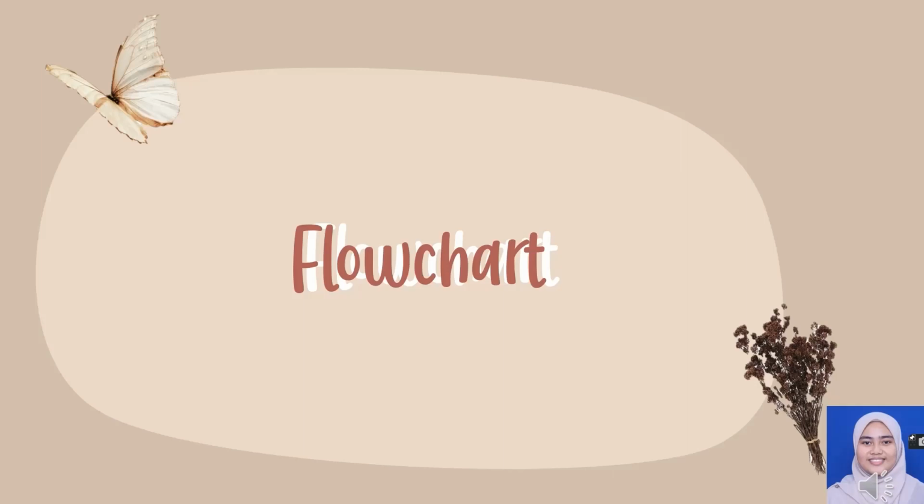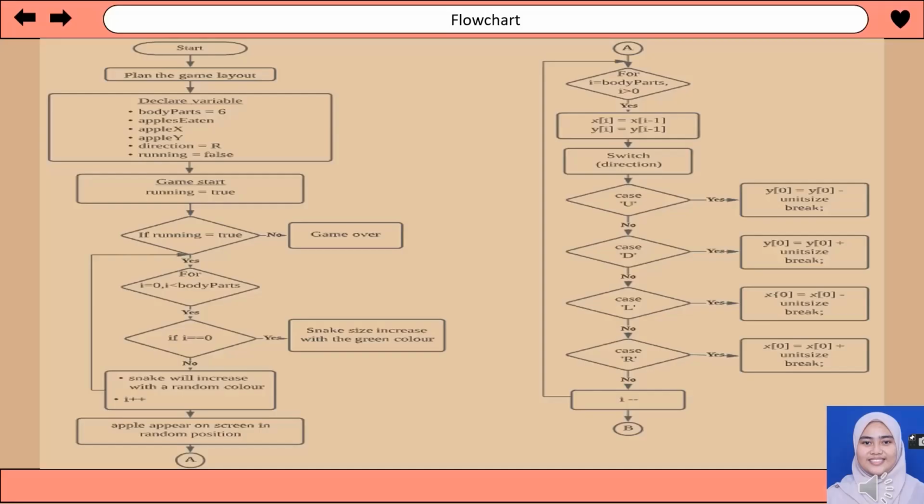Next, I will be presenting the flowchart for this project. For the flowchart, the first step is we will plan the game layout and then we will declare variables. When the game starts, the boolean running is true. And if boolean running is true, the game will start building the snake body. If the boolean running is false, the game cannot be played.